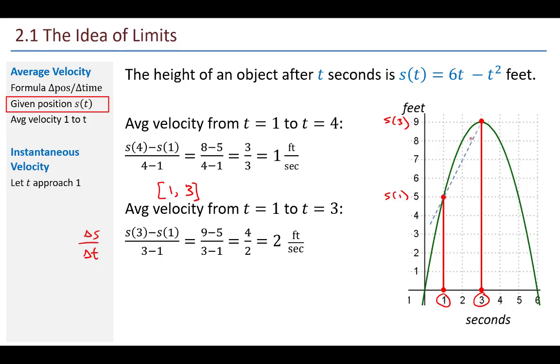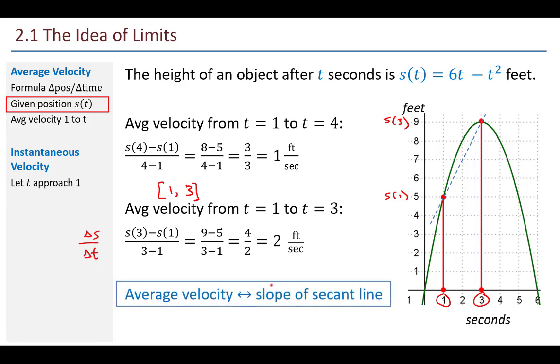And once again, I connect the 2 points, and that line that I've just drawn has slope 2. If I go over 1 unit, it ends up going up 2. Over 1, up 2. So on average, this object rose at a rate of 2 feet per second over this time period from 1 to 3.